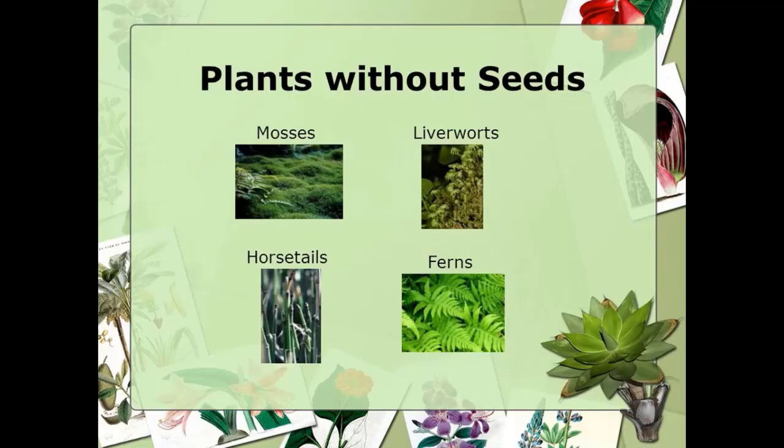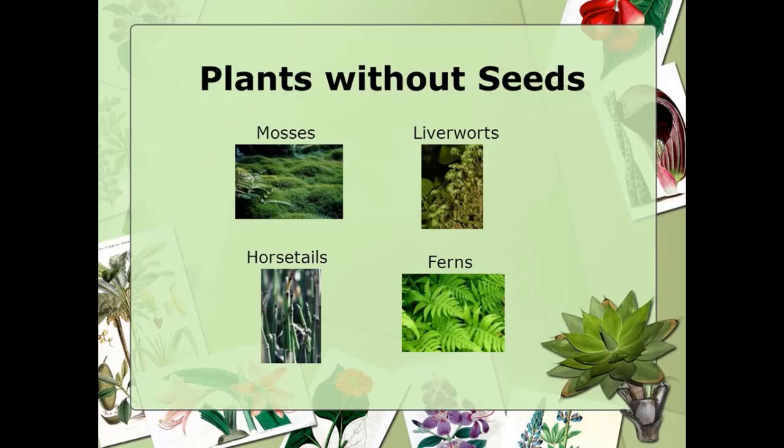Now here, the plants without seeds. Mosses, liverworts, horsetails and ferns are the different plants in which reproduction occurs without seeds. Some plants are seedless and these plants grow from spores instead of seeds. Spores are very important because a spore is a cell that can develop into a new organism. Unlike seeds, spores do not contain food for the young developing plants, and these tiny structures are produced asexually within spore capsules.